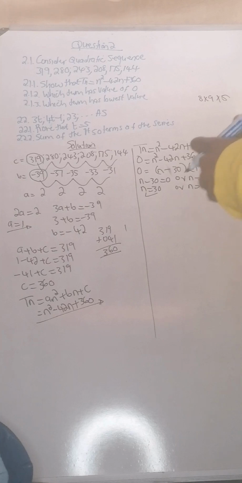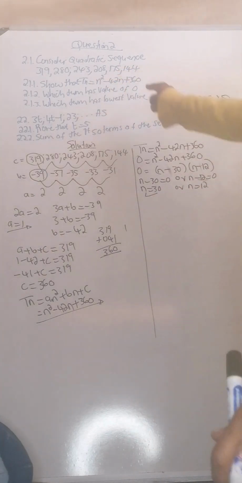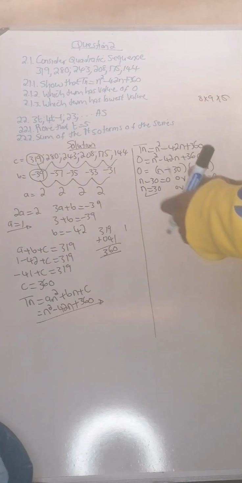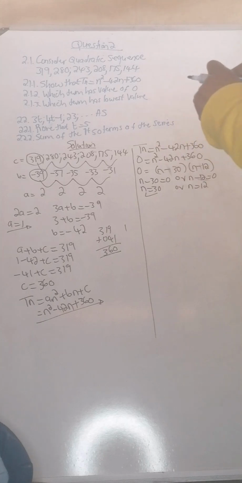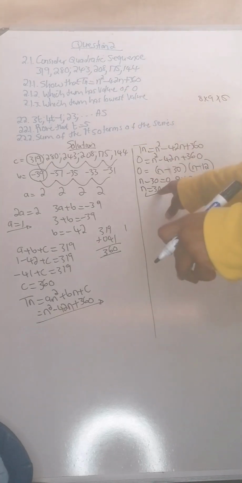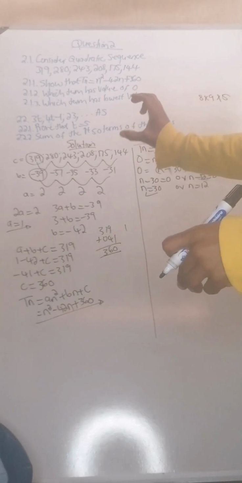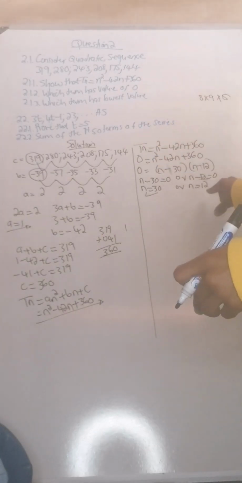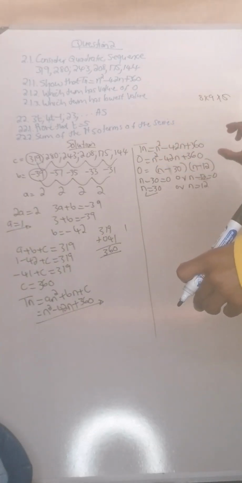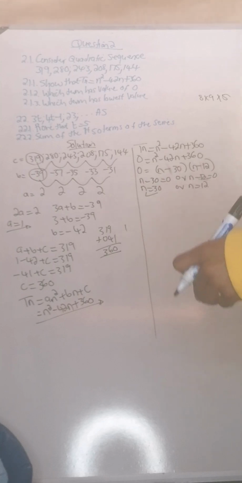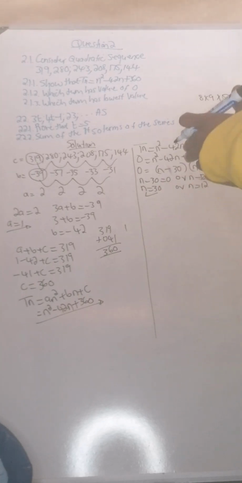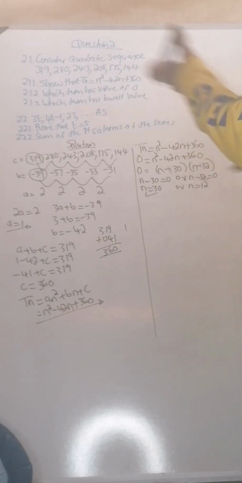Now, which term has a value of 0? The 30th term has a term number. Term number 30 has a sum or a value of 0, and also term number 12 has a value of 0. So how do we get around this? Because this is what we have.